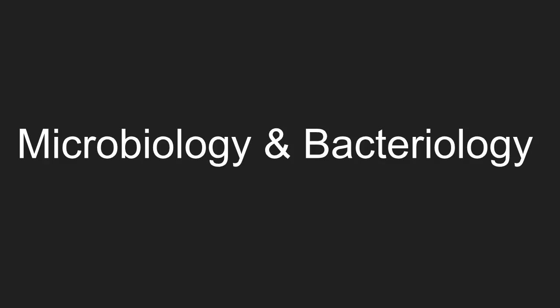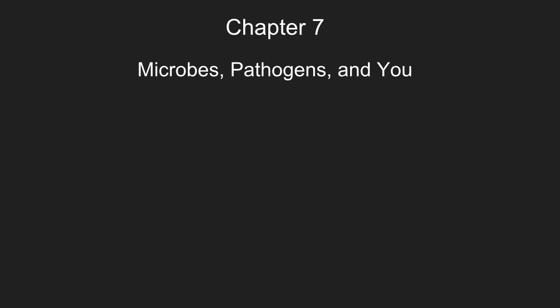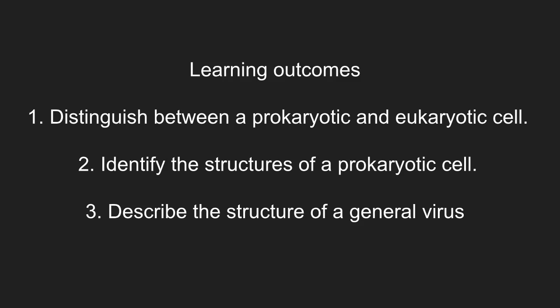All right, this is microbiology and bacteriology. This is chapter 7 from Nader. Microbes, pathogens, and you, 7.1. So let's take a peek at the learning outcomes. You're supposed to be able to distinguish between a prokaryotic and a eukaryotic cell, identify the structures of a prokaryotic cell, and we can already do a eukaryotic cell from back in the day, and describe the structure of a general virus. There's also some prion information that's going to come at the end of this lecture that's important as well.